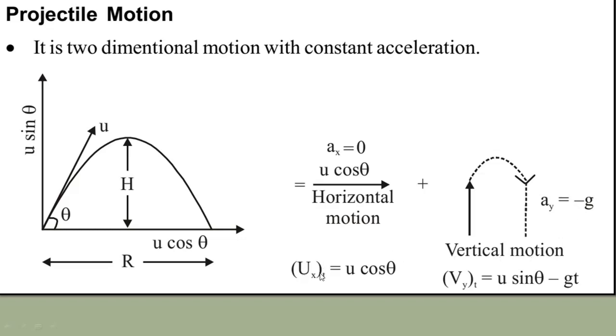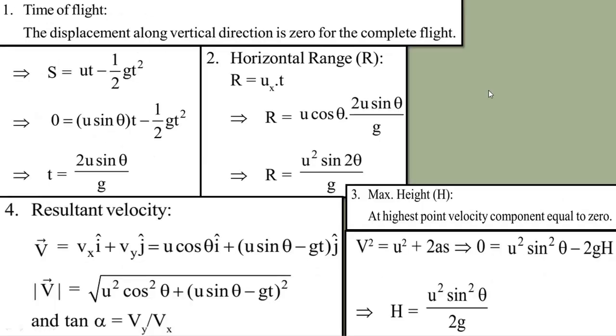So vx at time t is equal to u cos theta, and vy at time t is equal to u sin theta minus gt. For time of flight, the displacement along the vertical direction is 0 for the complete flight. So s is equal to ut minus ½gt², 0 is equal to u sin theta times t minus ½gt², so t is equal to 2u sin theta divided by g. This is the time of flight.